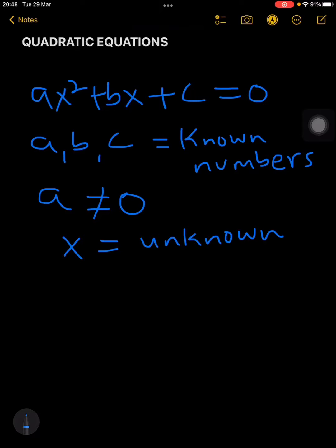Hello everyone. Today let's look into quadratic equations, and any expression of this form ax squared plus bx plus c is equal to 0 is a quadratic equation. So a quadratic equation is normally of the form ax squared plus bx plus c is equal to 0, whereby a, b and c are known numbers, and a is always not equal to 0, and x is our unknown.